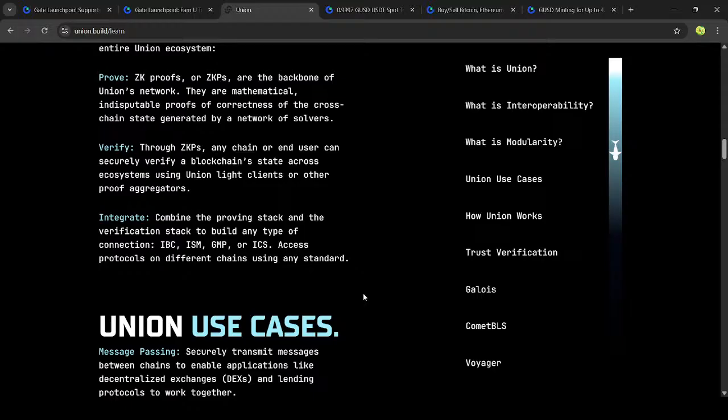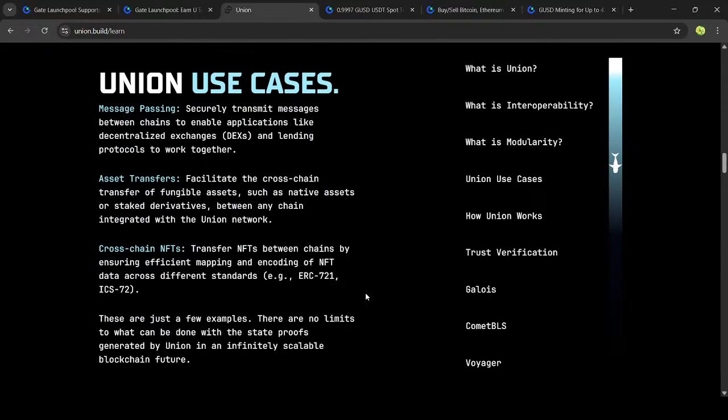So it integrates and combines proof of stake and verification to build any type of connection: IBC, ISM, and GMP or ICS access protocols on different Cosmos SDK chains using any standard. Union cases include the secure transmission of messages between chains to enable applications like decentralized exchange and lending protocols to work together, and cross-chain transfer of funds and assets, like native assets and staked assets.